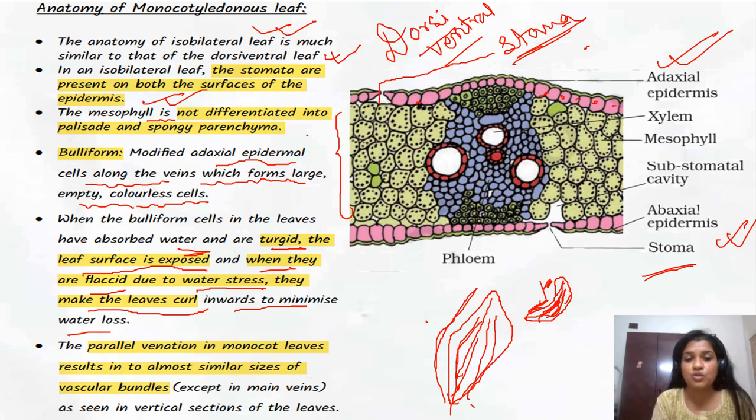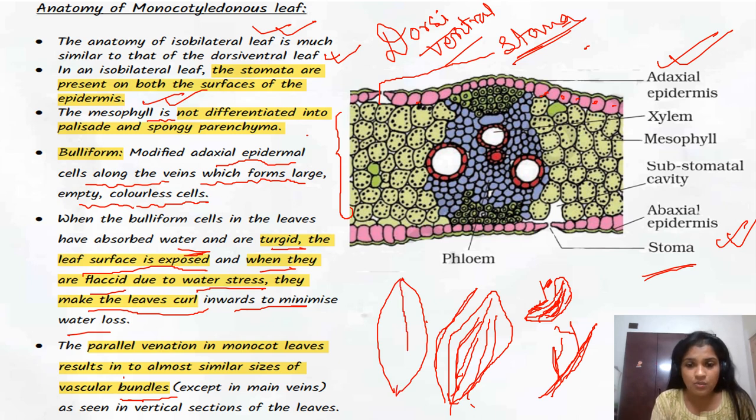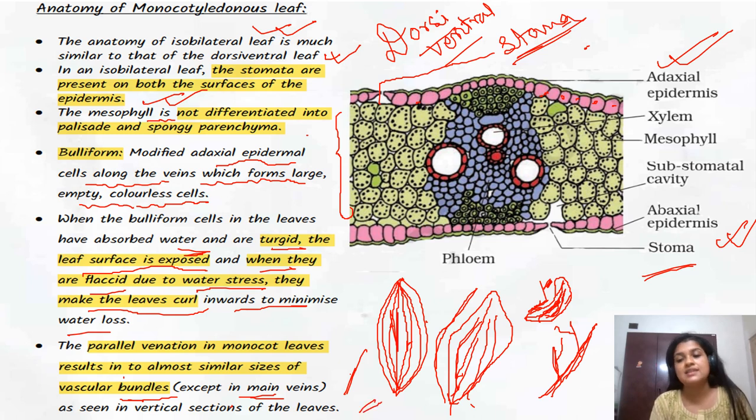Parallel venation in monocot leaves results in almost similar sizes of vascular bundles. As in reticulate venation, we saw that the sizes of the veins are different: the midrib is thicker and larger, and this vein is smaller. But in case of parallel venation, we see almost similar size of veins, which makes the vascular bundles also of similar size, except in the main vein. This main vein is a little bit larger than the others.